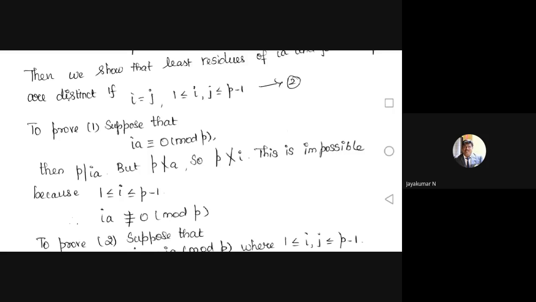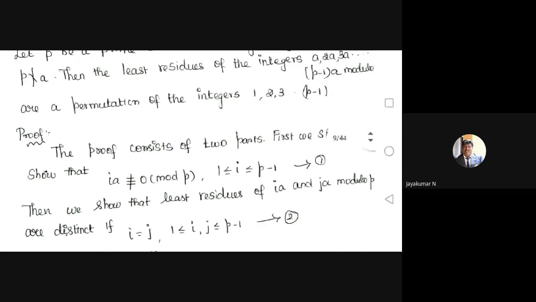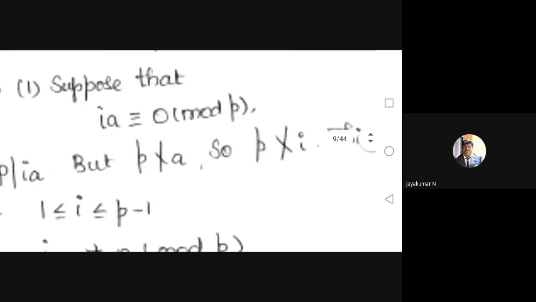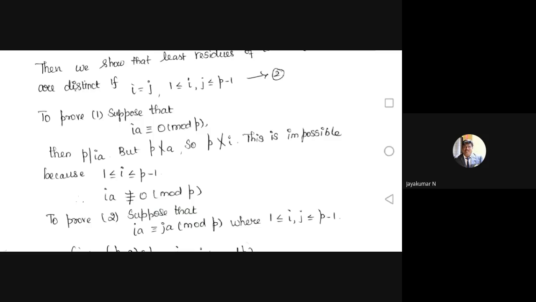But actually p does not divide a, and p does not divide i. So this is impossible, since the i value is always less than p. That's why p does not divide i. Therefore ia is not congruent to 0 mod p.